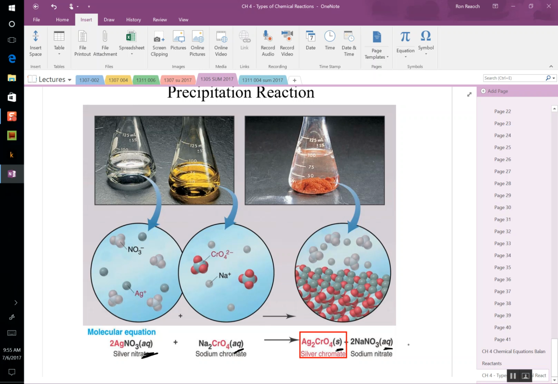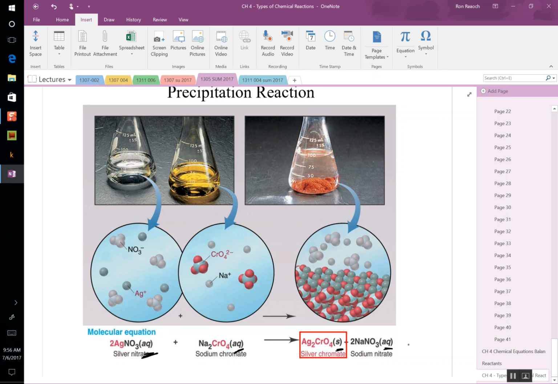You can't put an AQ after there because silver chromate is not soluble in water. So it precipitates out of the water and is an indicator that a chemical reaction has taken place. Silver ions have combined with that to form this insoluble product. And your sodium ions and your nitrate ions are still floating around in there. So what have you got there? Sodium nitrate aqueous. So that is your clue right there.